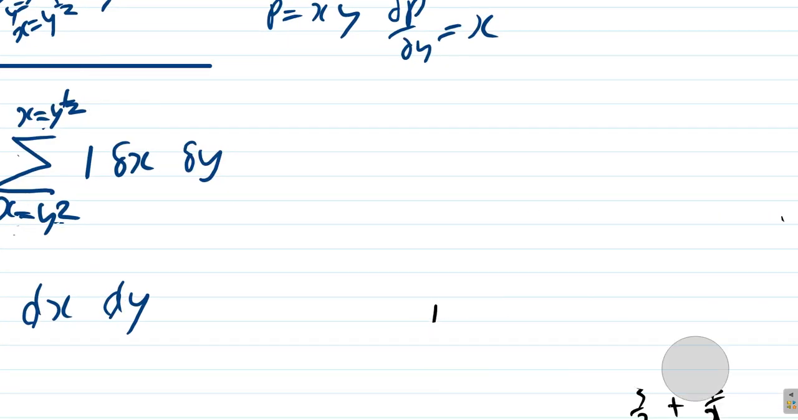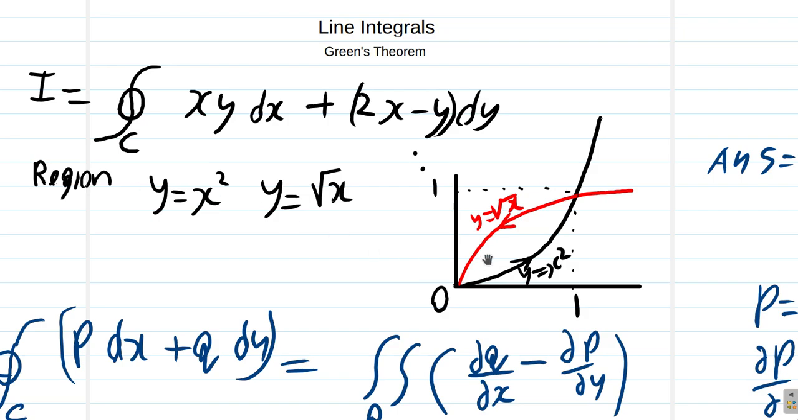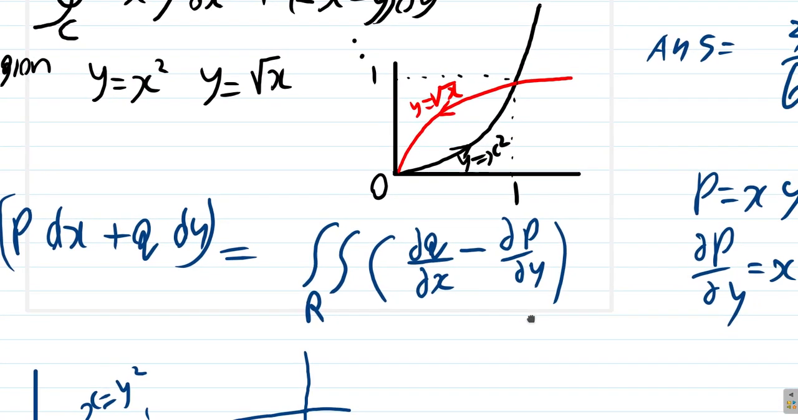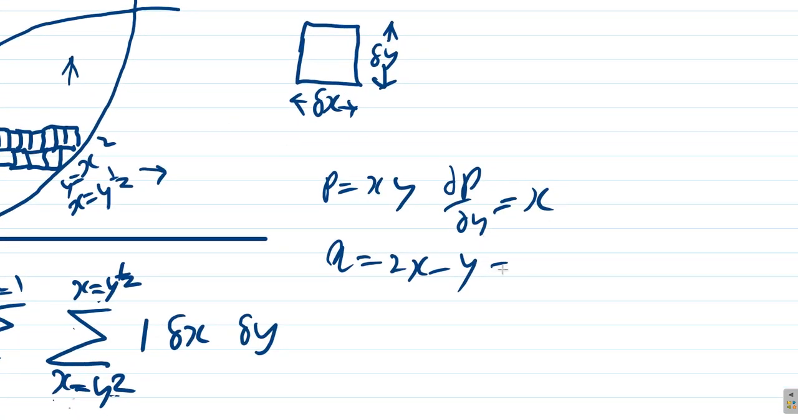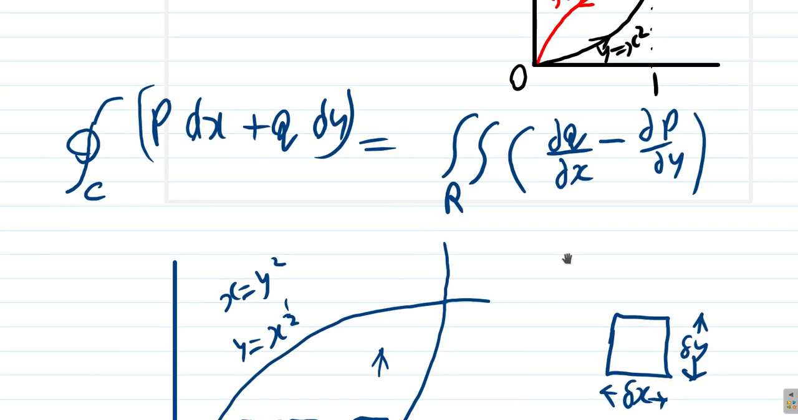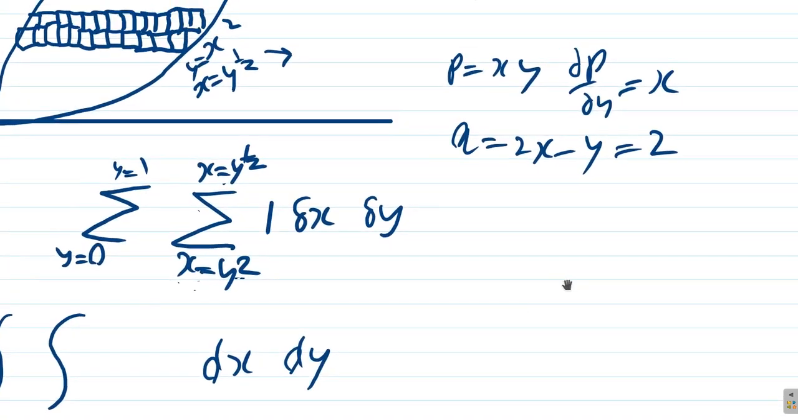And then we see here that q is 2x minus y. So since q is equal to 2x minus y, then delta q by delta x is equal to 2. So with Green's theorem, you differentiate the vertical component with respect to the horizontal axis, and the horizontal component with respect to the vertical axis.